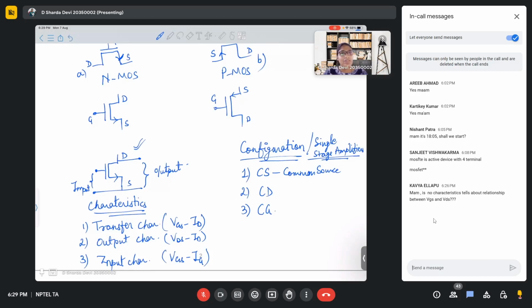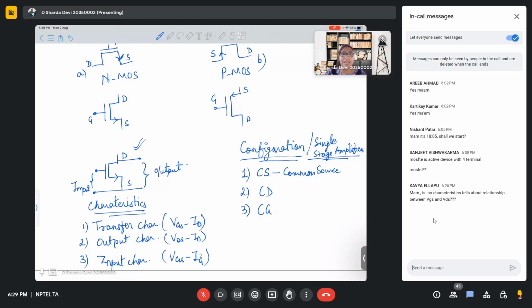See, VGS and VDS are two independent quantities. What is dependent is always VGS and ID. So current is dependent on VGS and VDS. There is no relation between VGS and VDS. These two are completely independent, and you can consider them as inputs. So you provide VGS, you also provide VDS, but the current is what you get as an output. So there is no characteristics between VGS and VDS because these two are independent quantities.